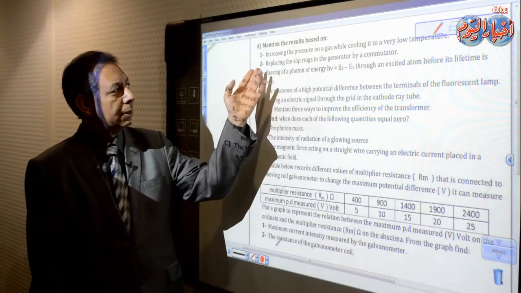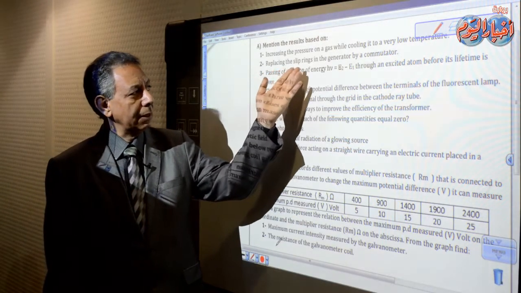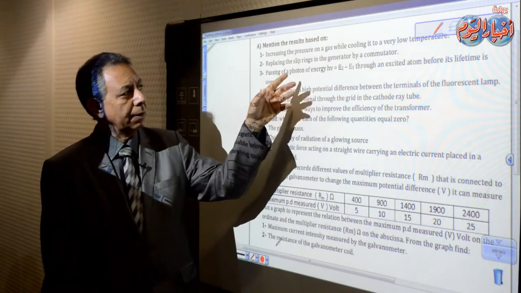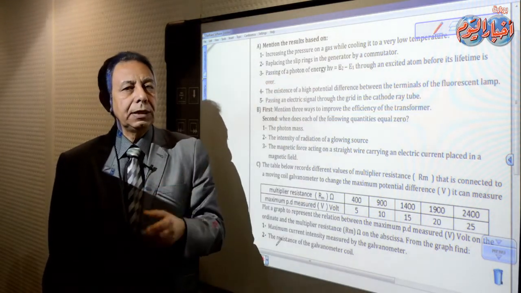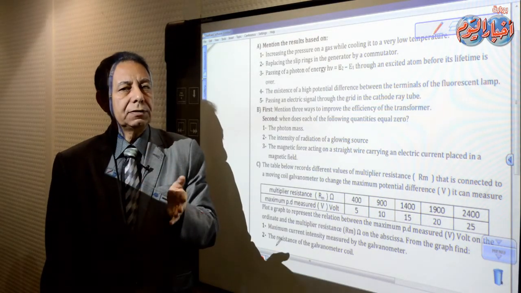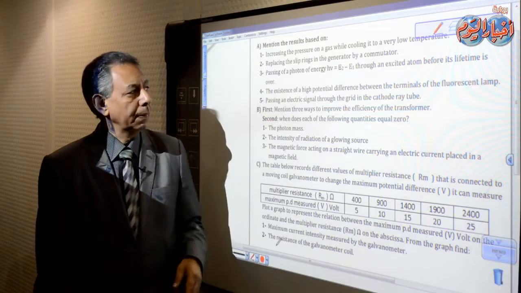The next part is replacing the slip rings in the generator by a commutator. When you replace the rings by a commutator, you obtain unidirectional current. Current in one direction, but its intensity varies from 0 to maximum to 0 and so on.